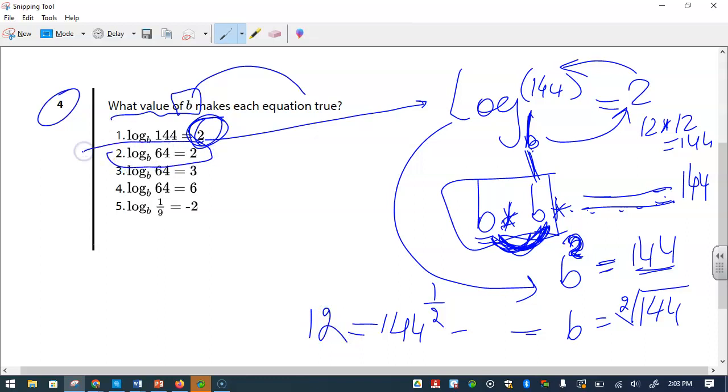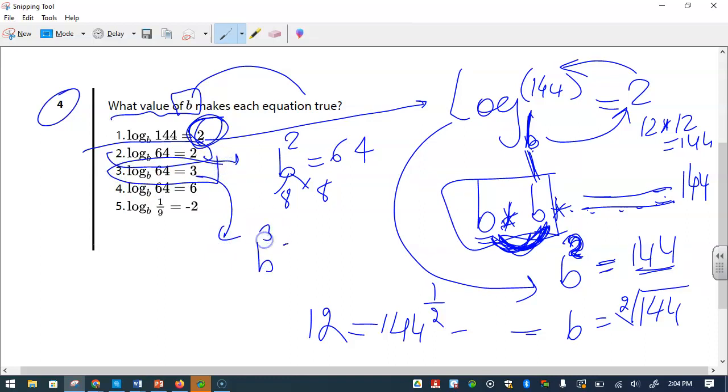How many times, what number? The second one is b raised to 2 is 64. Of course, you already know the answer. It has to be 8 times 8, and that's the answer. What about the third one? This time it is b raised to 3 gives you 64. Now what? Again the same thing, 4 times 4 times 4, right? That gives you 64. So it is 4.